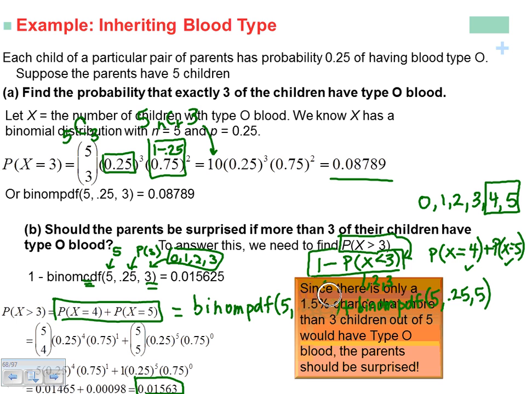So, let's read this a little bit now. We have to answer the question: should the parents be surprised if more than 3 of their children have type O blood? So if more than 3 of them, gosh, the probability was only about a 1.6% chance. So I would be really surprised if they got that, because that's a really, really small chance.